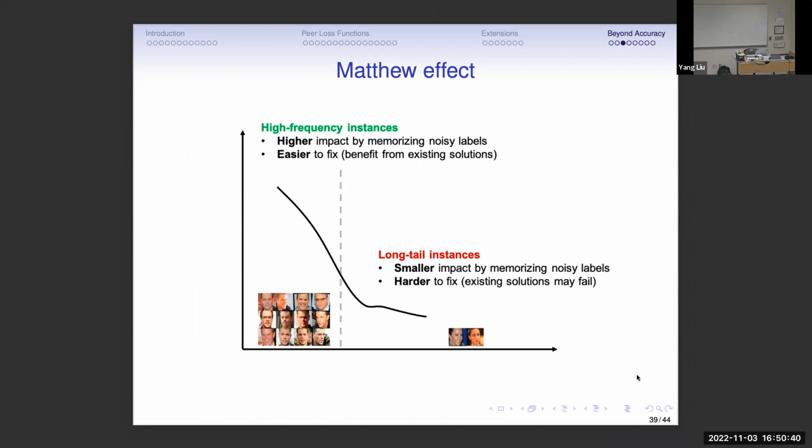What we show, for sure, is that for high-frequency data, the influence or impact is higher, because this data is just going to be observed more in the test. So you should care about this data, but it is actually easier to fix.